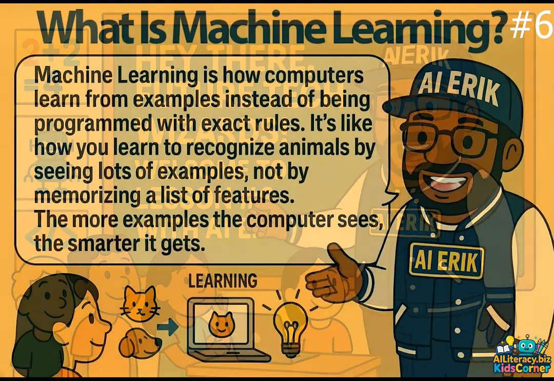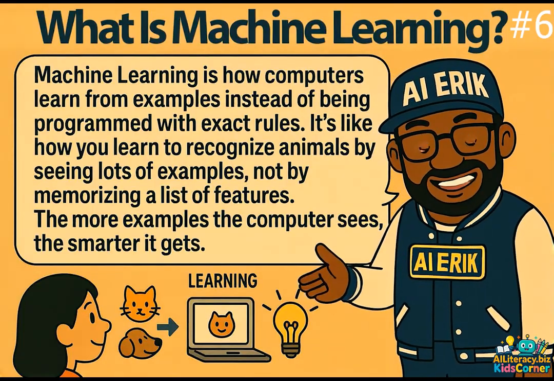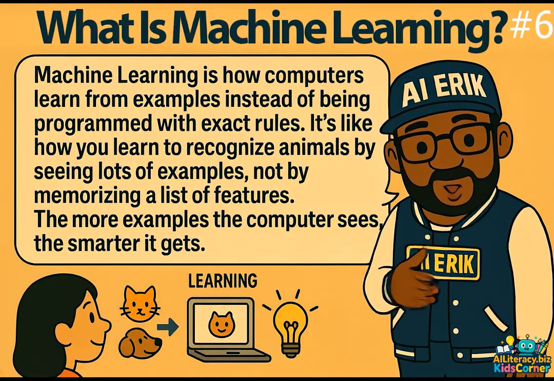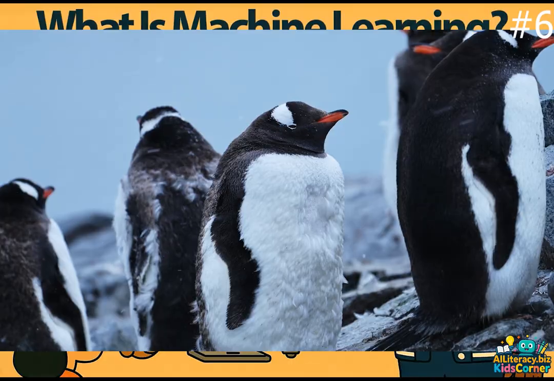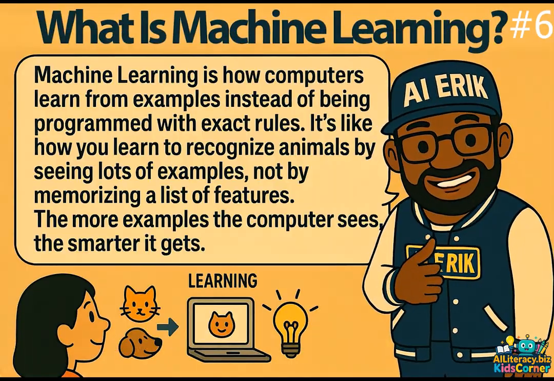everything else. Machine learning is how computers learn from examples instead of being programmed with exact rules. It's like how you learn to recognize animals by seeing lots of examples, not by memorizing a list of features. The more examples the computer sees, the smarter it gets.